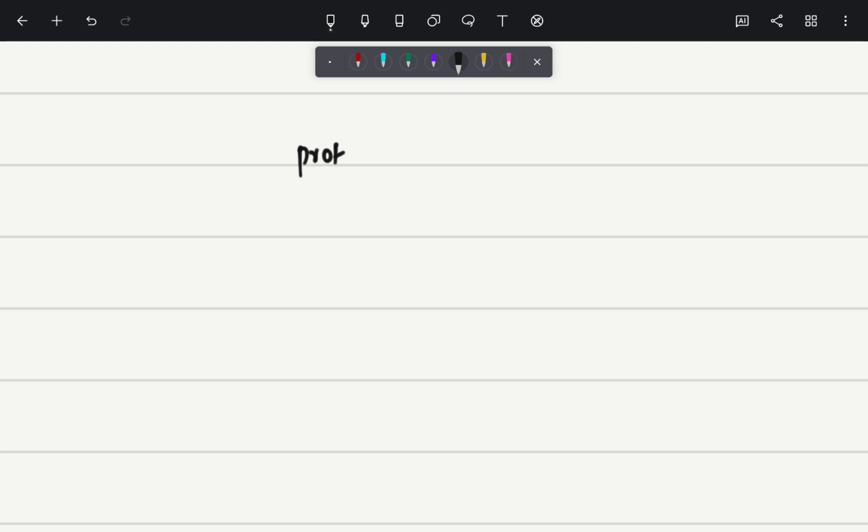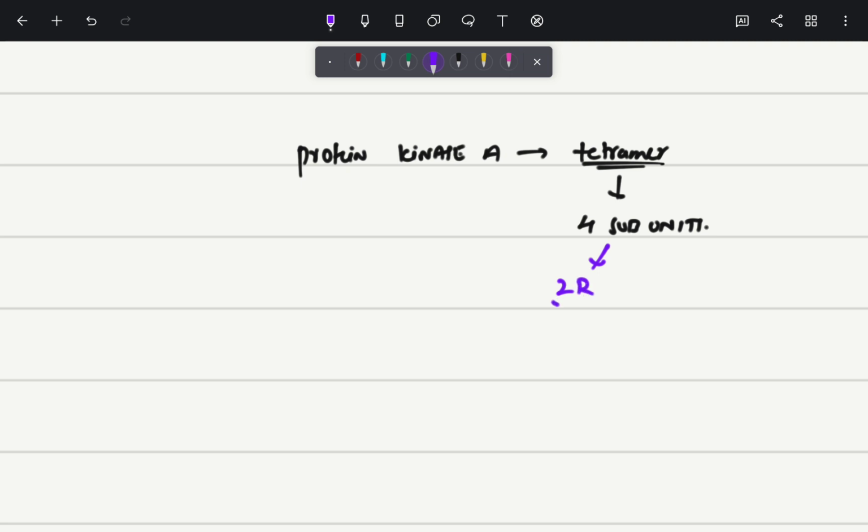So protein kinase A is a tetramer, and tetramer means it has 4 subunits. Out of these 4 subunits, 2 subunits are regulatory units and the other 2 are your catalytic units. So we will try to draw the diagram here. It contains 2 regulatory units, and not only that, it contains 2 catalytic units which are linked together.